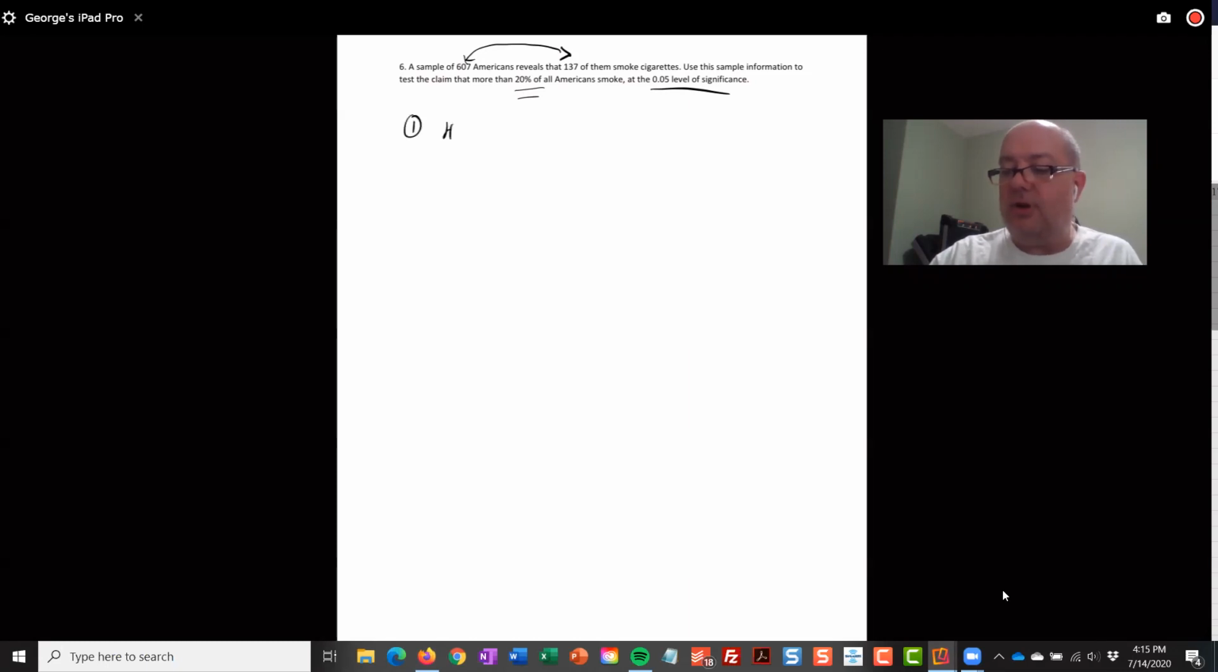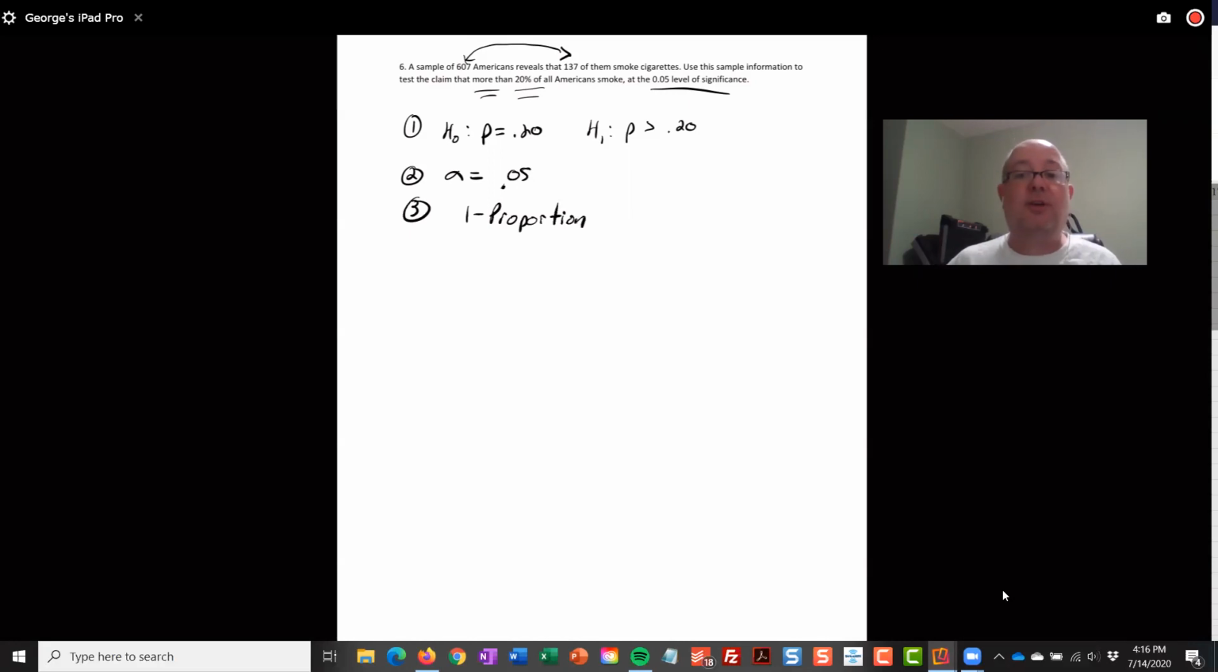The null hypothesis here is that P is equal to 0.20. H1 is that P is greater than 0.20, again, because it says more than 20%. The level of significance is given in the problem as 0.05. This looks to be a one proportion test, but we do have to check the conditions. That is N times P times 1 minus P has to be greater than or equal to 10. 607 times 0.20 times 0.80.